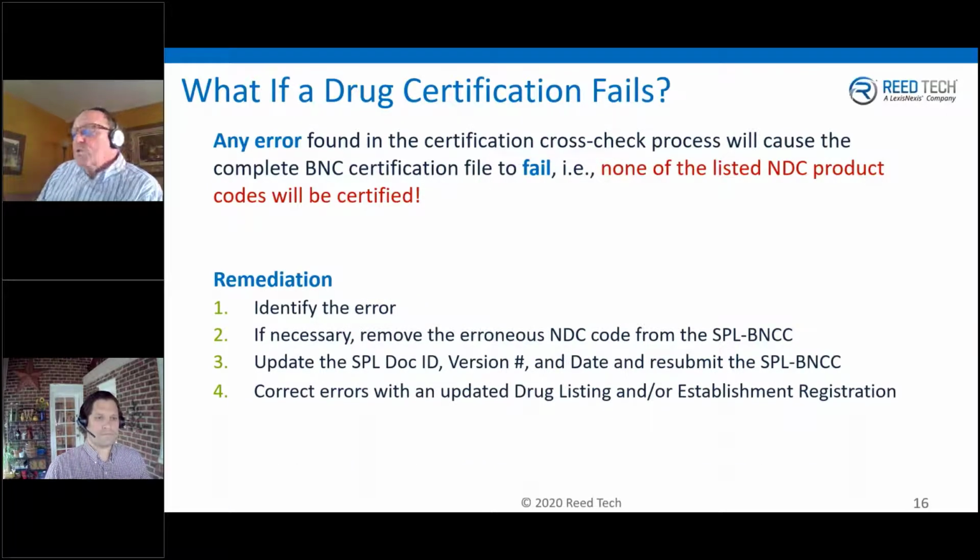evaluation needs to be done to discover those particular errors, and if necessary, remove a particular NDC product code from the list, and then go through and update that BNCC SPL file with new version number and doc ID and date and so on, and then resubmit it. But then you also have in parallel to take that particular error and go to the drug listing, or maybe the error was connected to an establishment registration, make those corrections and resubmit those files as standalone SPL listings.